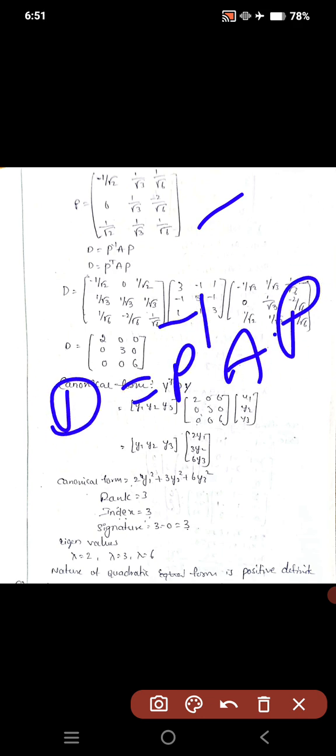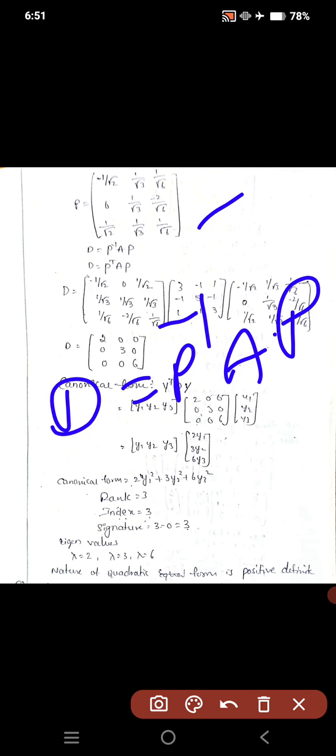The P matrix: minus 1 by root 2, 1 by root 3, 1 by root 6; 0, 1 by root 3, minus 2 by root 6; 1 by root 2, 1 by root 3, 1 by root 6. This is the P matrix. So we know the diagonalization of a matrix formula: D is equal to P inverse A into P. This is the diagonalization of the matrix.